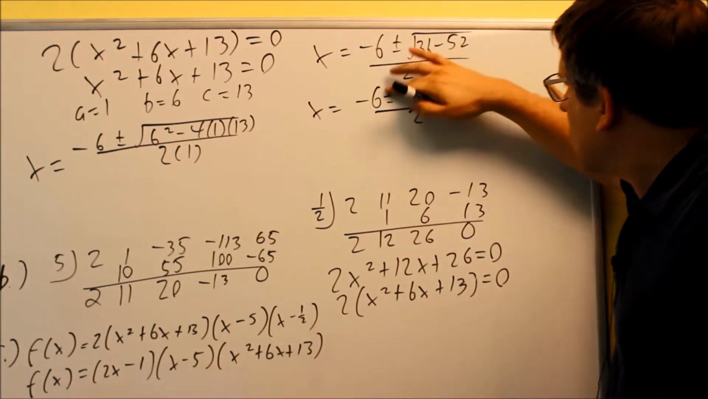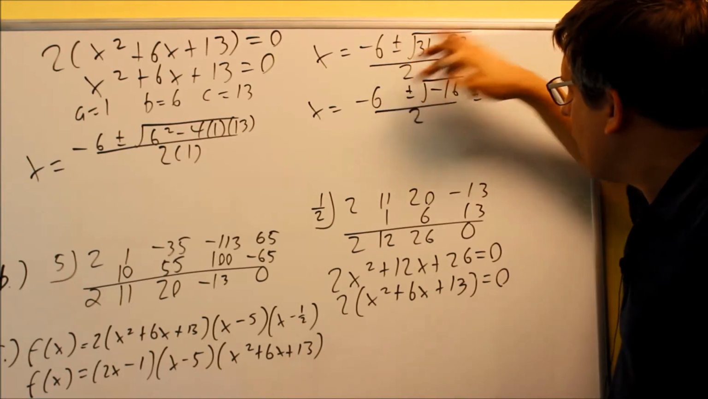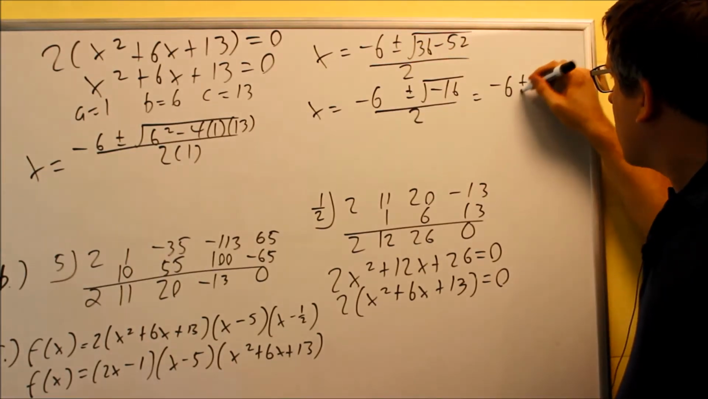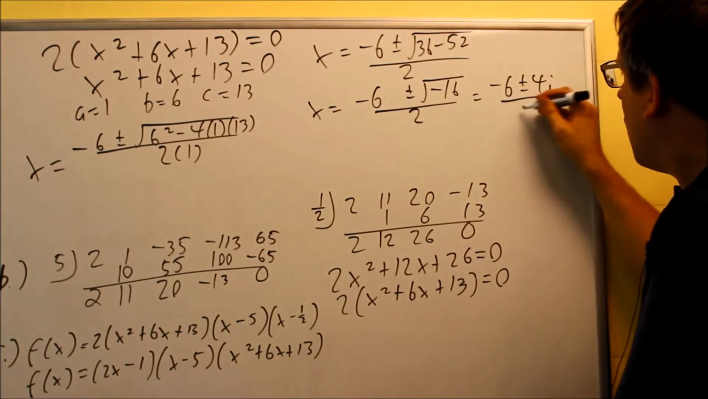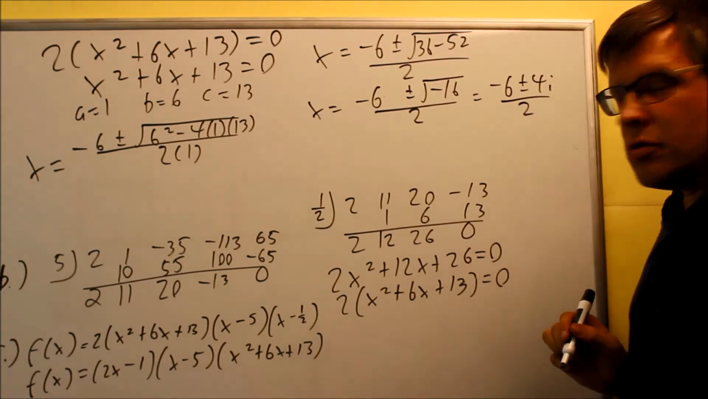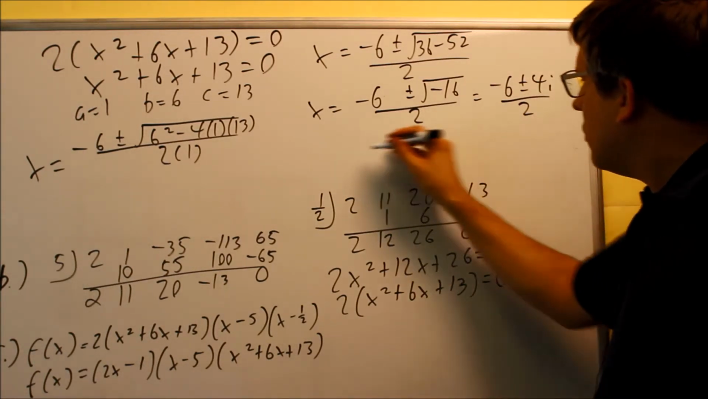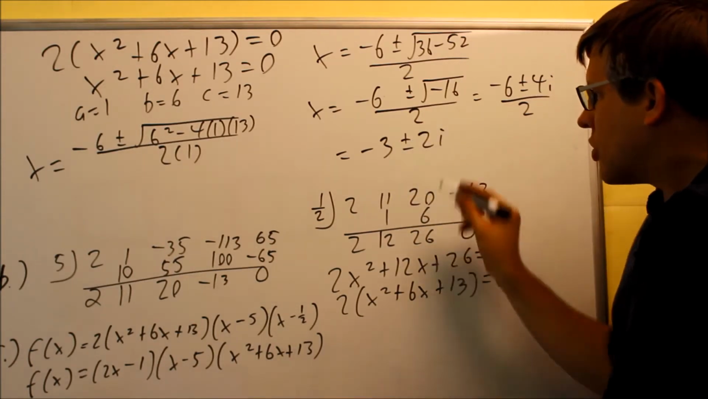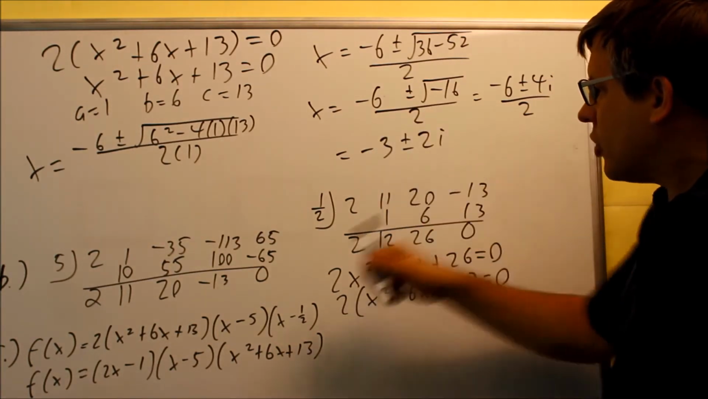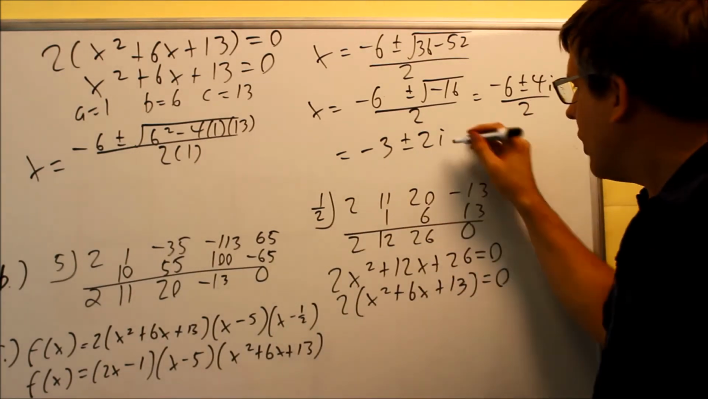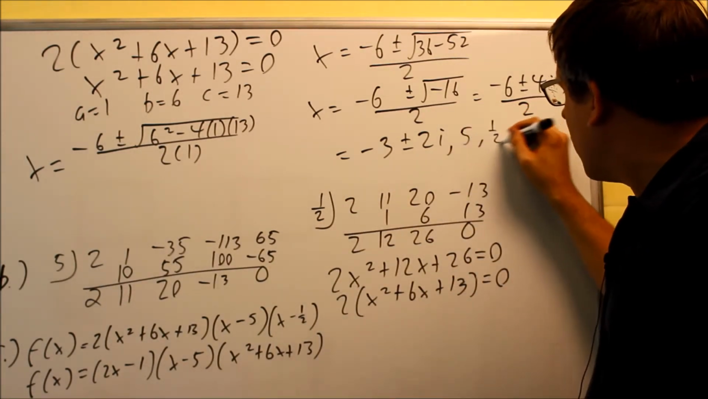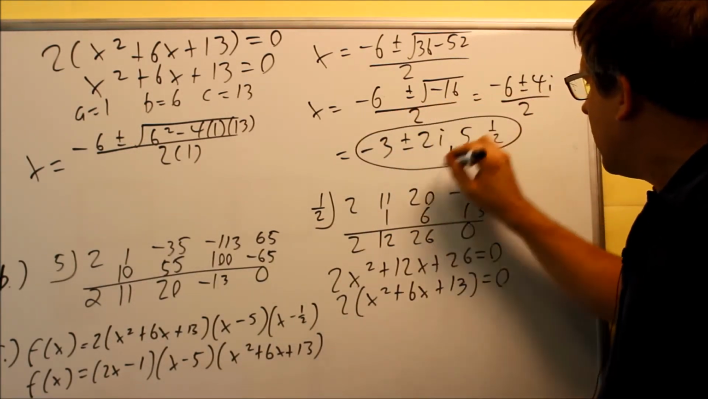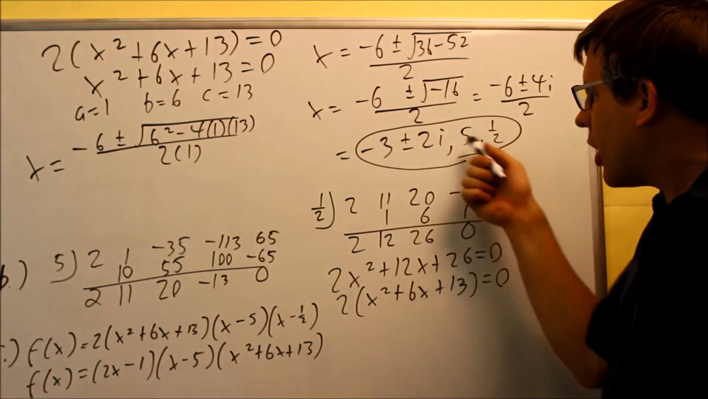So negative 6, I wrote 2 plus or minuses here, take out one of those. Negative 6 plus or minus 4i, all that's going to be over 2. Divide each of these by 2 and we get negative 3 plus or minus 2i. So that's going to be part of our answer, but don't forget about the 5 and the 1/2 that we had earlier. We have 5 and we have 1/2. So if they want your list of zeros, this is going to be your answer for part B.